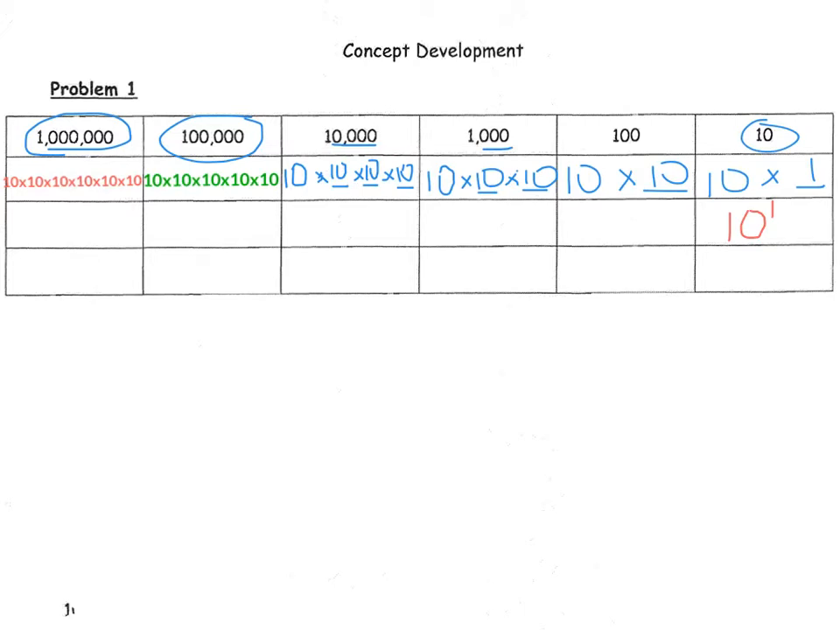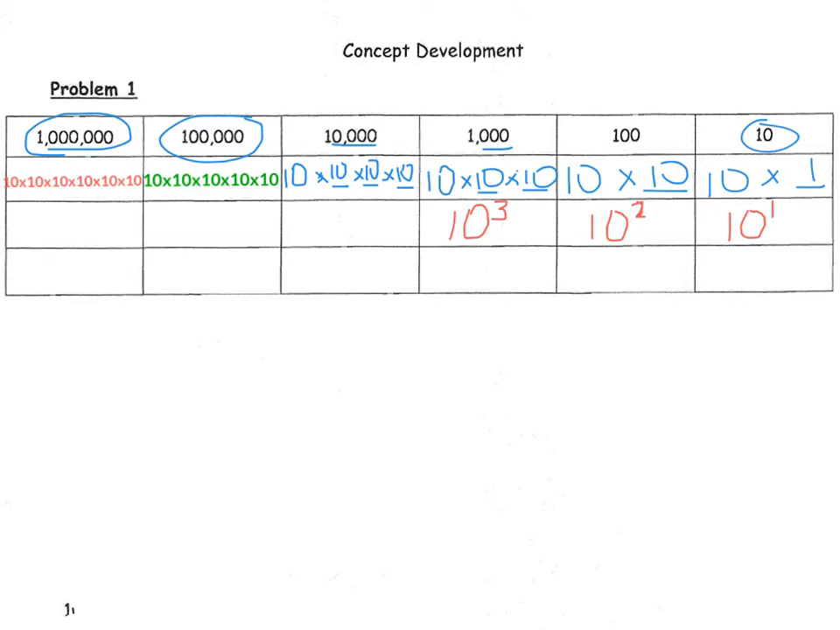Now, how many times for 100? How many times did I multiply 10? 2 times. So 10 times 10 is 10 to the 2 power because I multiplied 10 twice. So for 1,000, it would be 10 to the 3rd power because I'm multiplying 10 3 times.